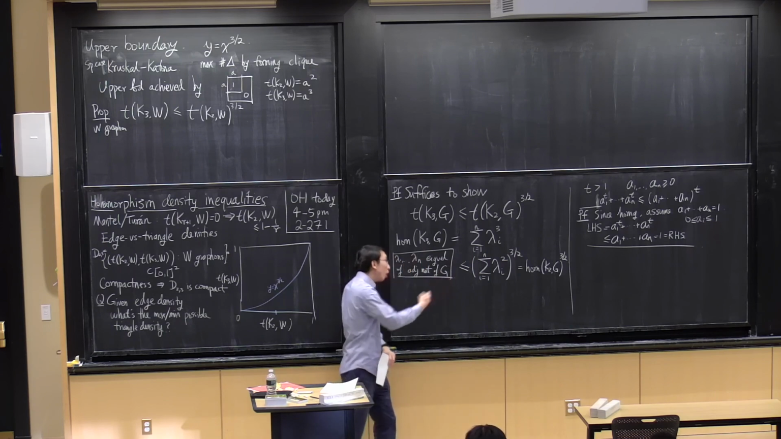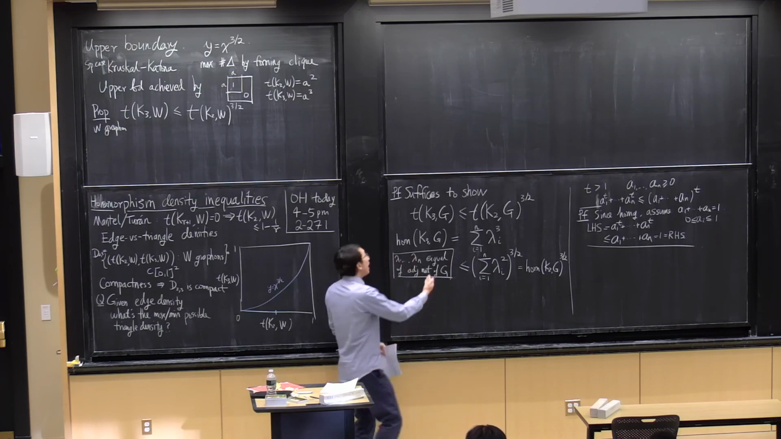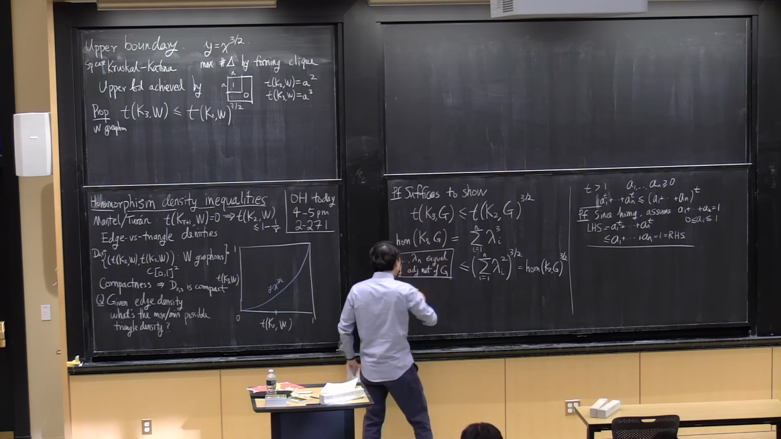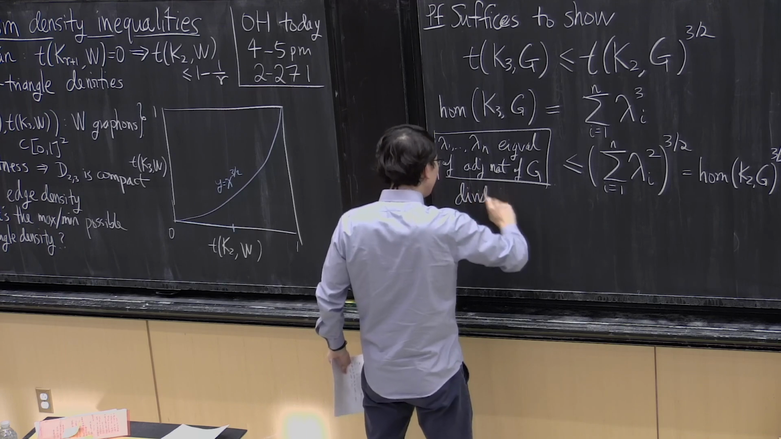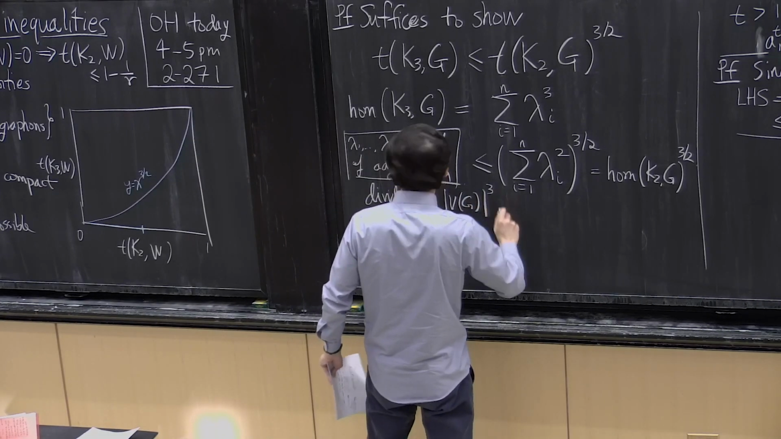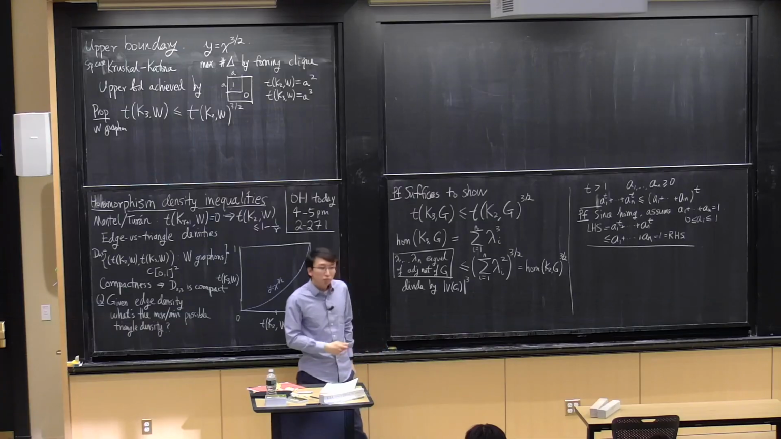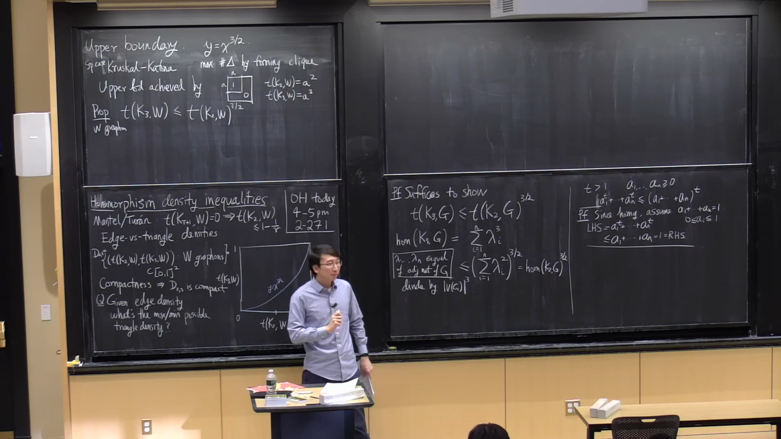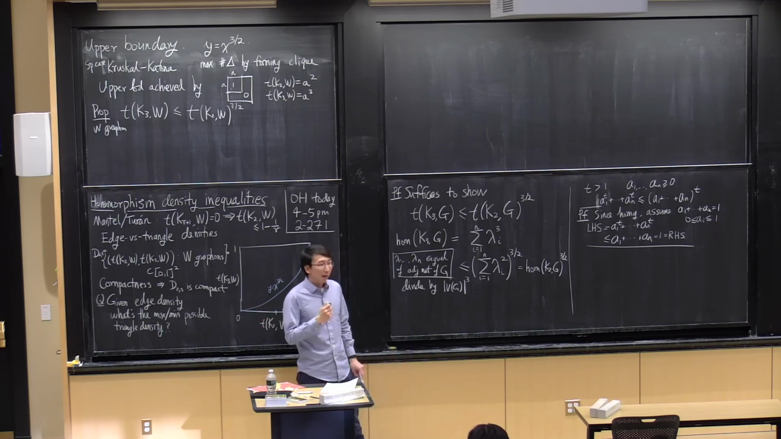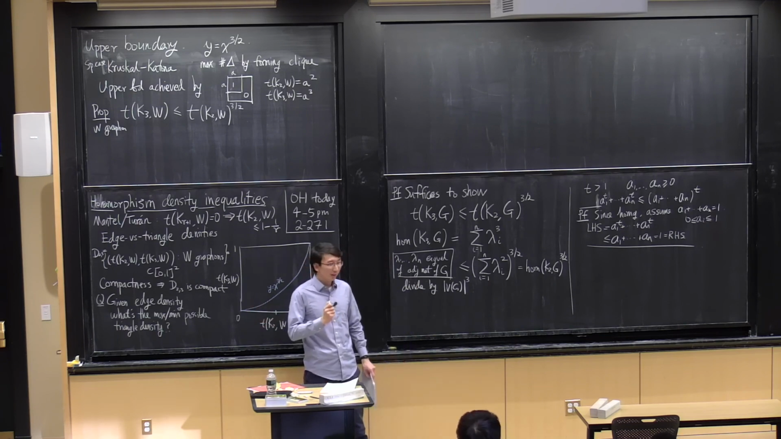Okay, so the same inequality is true for graph homomorphisms, and to get to the inequality for densities, we just divide by the number of vertices raised to the third power from both sides, and we get the inequality that we're looking for. Okay, so that's the proof of the upper bound. Any questions?